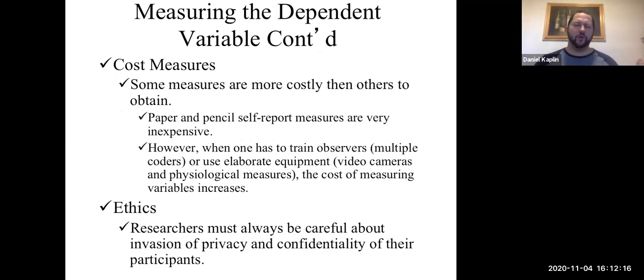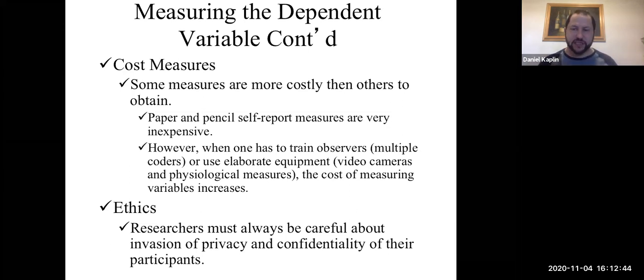The same way you have to worry about the cost of the manipulation, you have to worry about the cost of the measure or the dependent variable. So it's cheaper to measure a dependent variable with paper and pencil self-reports. But if your dependent variable requires you to pay for multiple observers, to train multiple observers, to buy equipment, whether they be video cameras or EEG machines, that's going to cost you a lot more money. And again, you have to weigh, well, what is your budget? So always think about the practical costs.